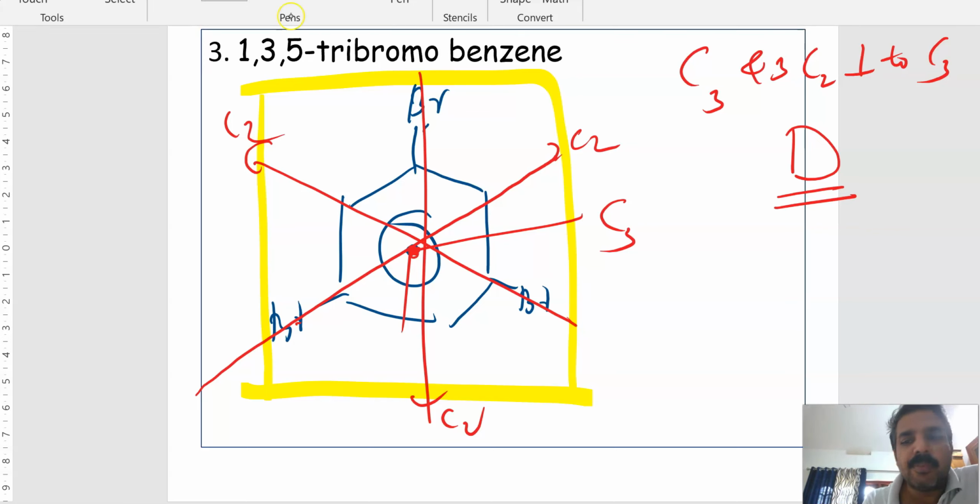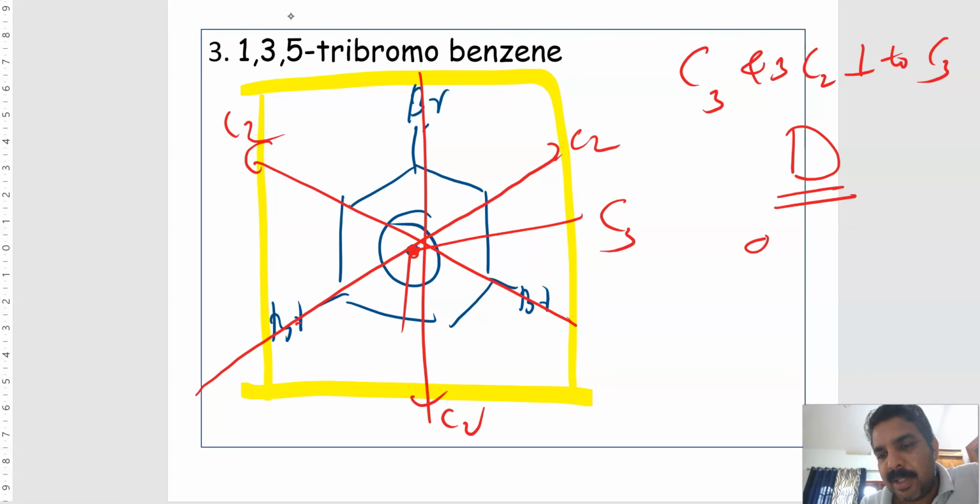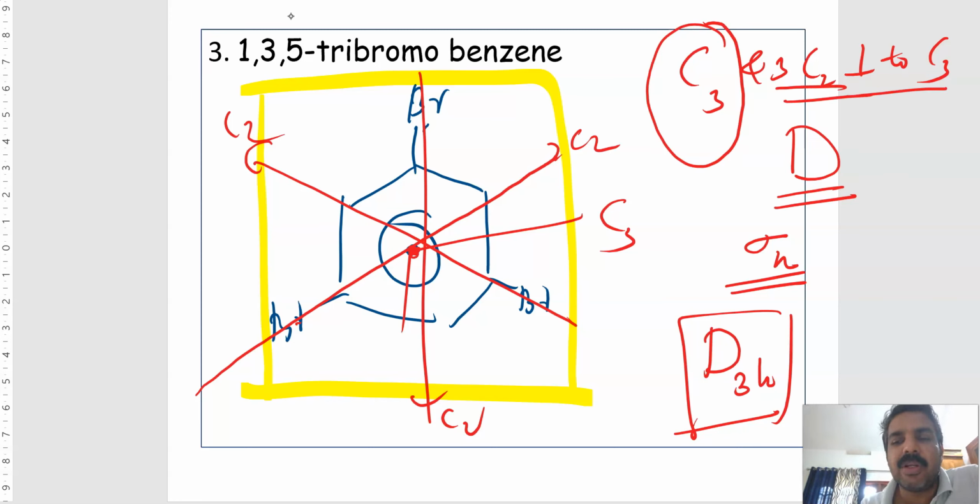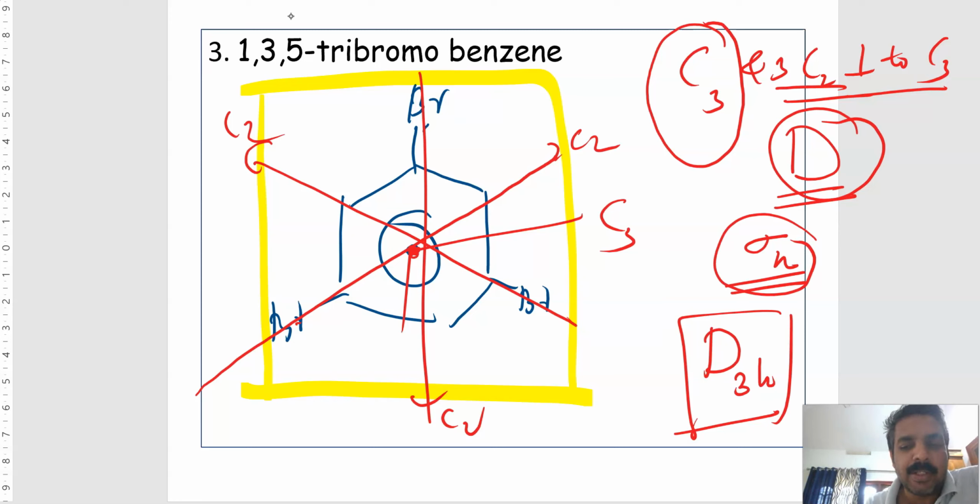So the molecule has sigma h, therefore this point group will be D3H. The point group of the molecule is D3H because it has C3 as the highest rotation axis, and there are 3 perpendicular C2, so this is D category. Then look for sigma h. Yes, of course a sigma h is present because it's a planar molecule. So perpendicular to C3 there is a sigma h plane. So the point group will be D3H. That is the procedure.